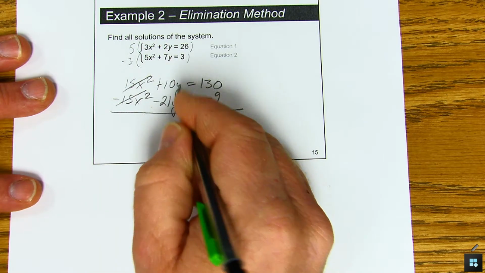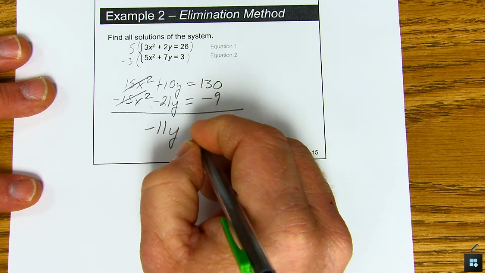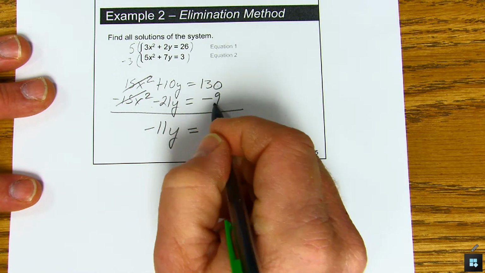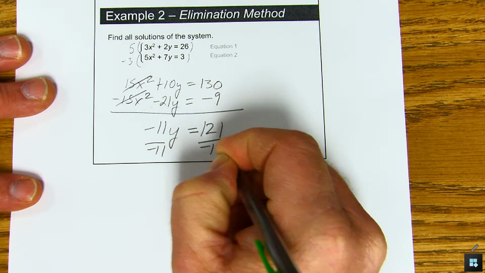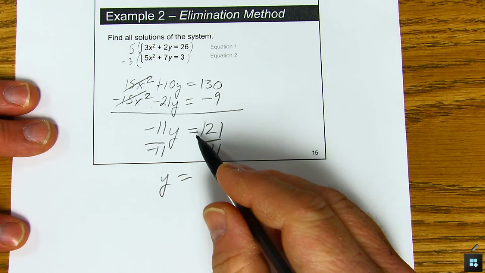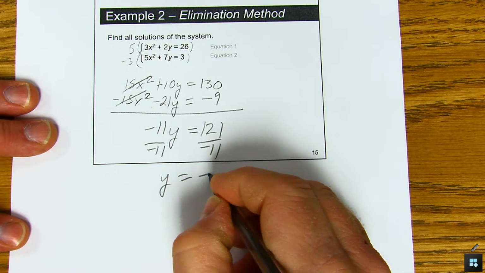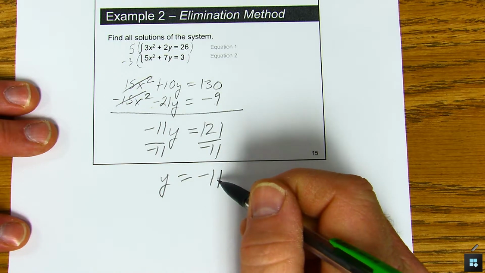These will cancel. It's going to give us a negative 11y equals 121 divided by negative 11. I get y equals, that will be all right actually. Y equals negative 11. That's actually pretty good. That's not too bad. So I know that y is negative 11. Now I've got to find x squared.